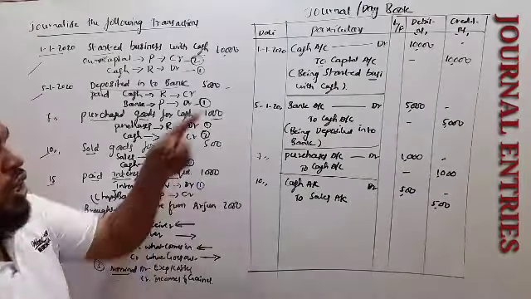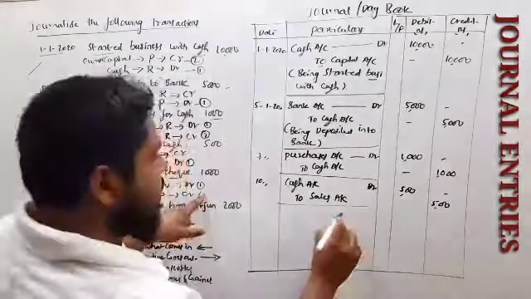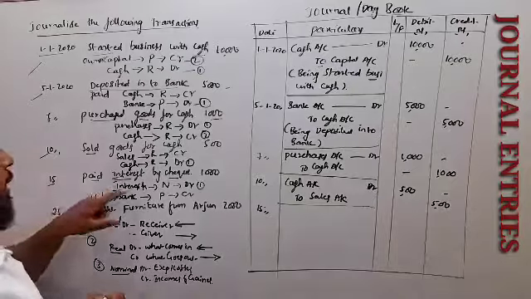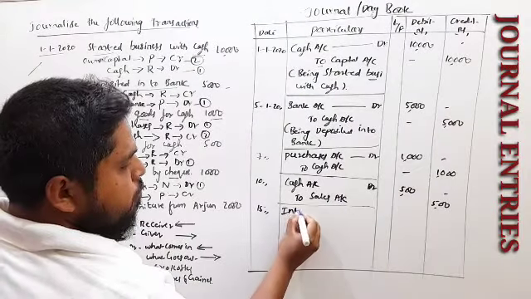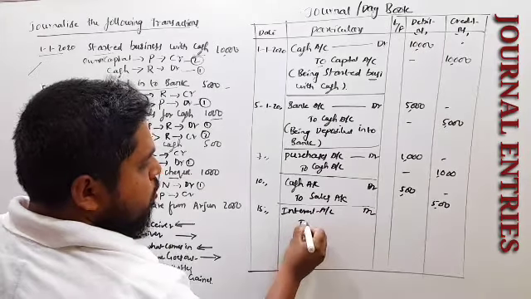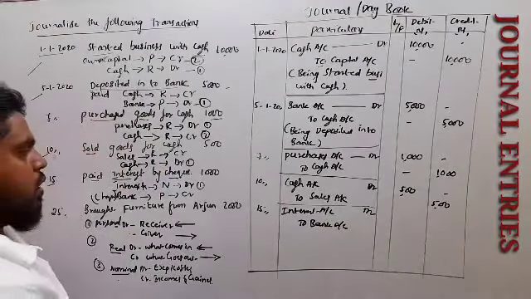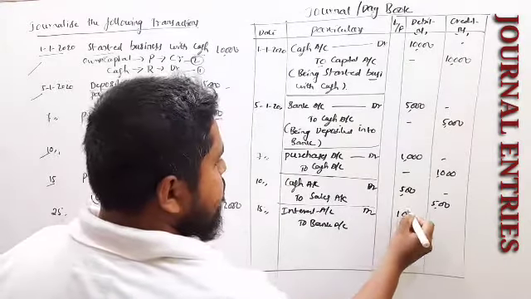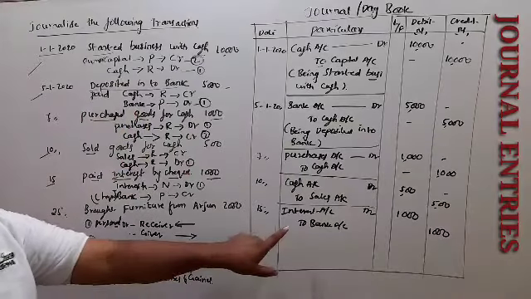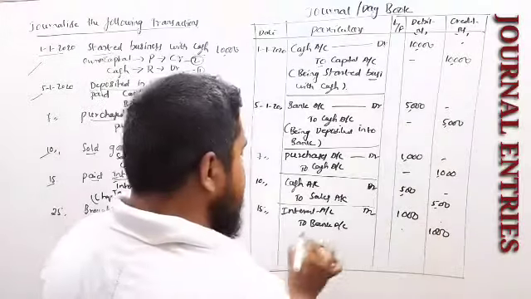So first in the journal, the debit entry you have to pass. So debit entry on the 15th. Interest is debited. Interest account debtor, to bank account, to bank account, amount 1000. So this is called an entry. Interest account debtor to bank account.